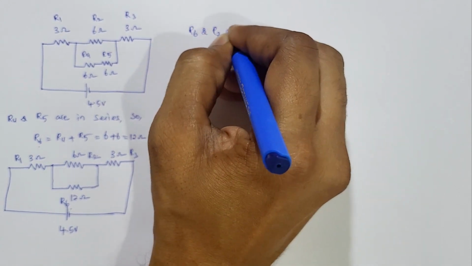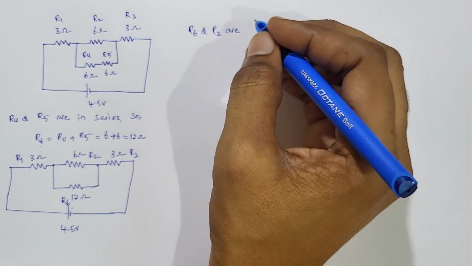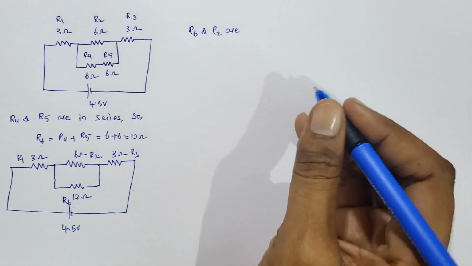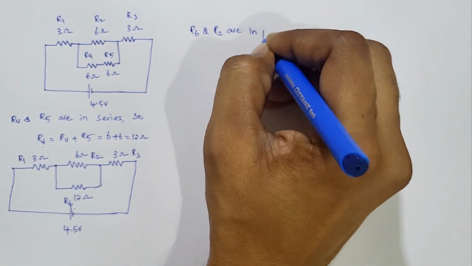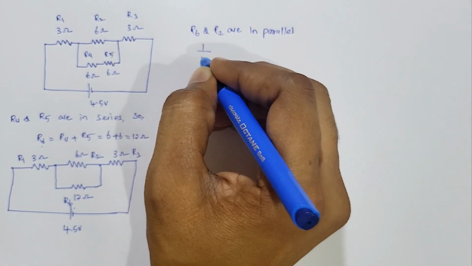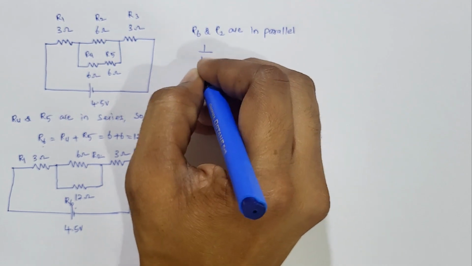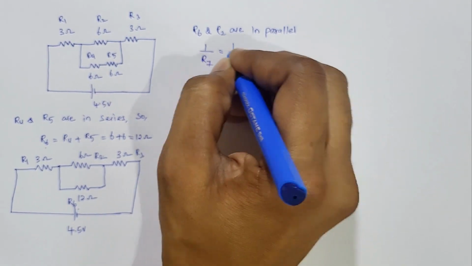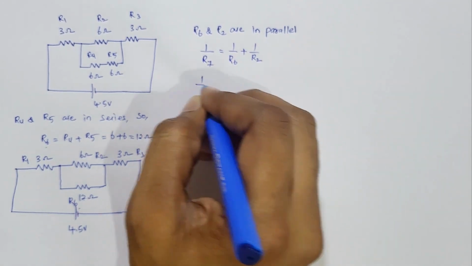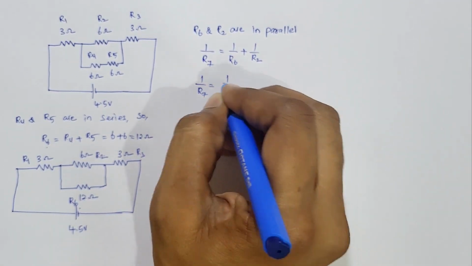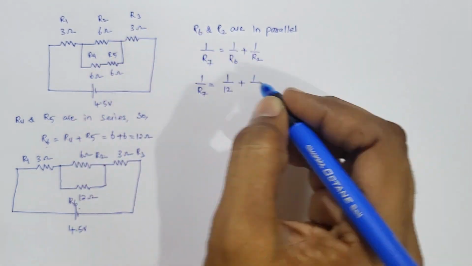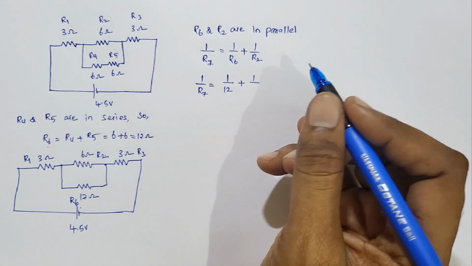R6 and R2 are in parallel. So 1 by, I'll give the name as R7. 1 by R7 is equal to 1 by R6 plus 1 by R2. So 1 by R7 is equal to 1 by R6, which is 12, plus 1 by R2. Don't get confused because of these names 1, 2, 3, 4, 5, 6.